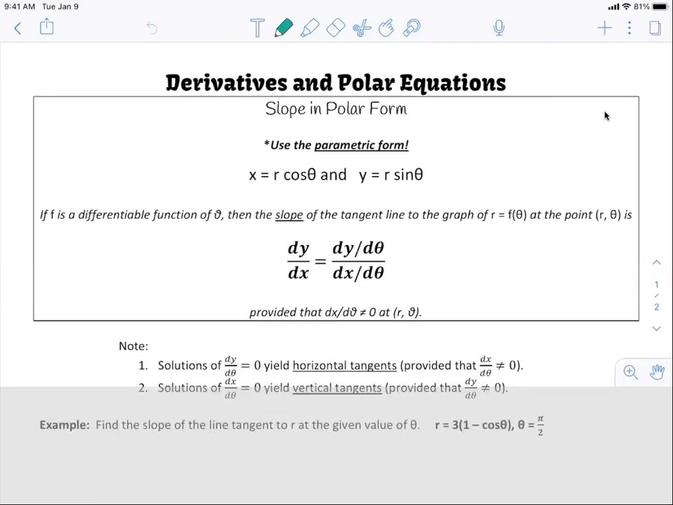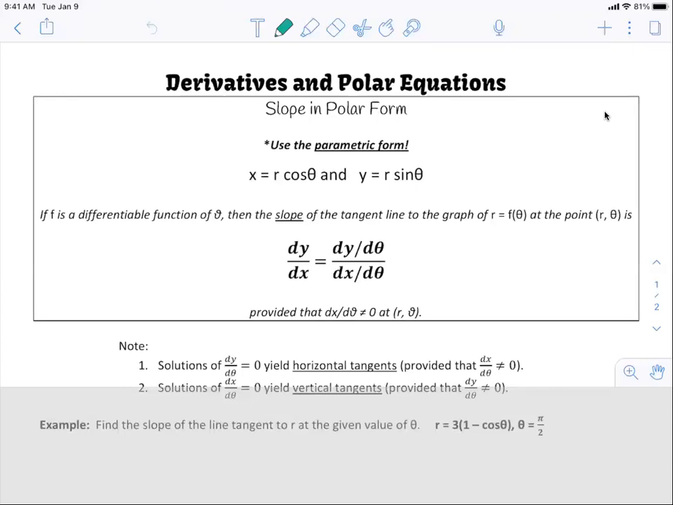So anytime we're talking about the slope, as it has been with everything else we've done, slope is going to be dy dx. So how do we find dy dx given that we have an equation in terms of r and theta? Well, the parametric form of a polar equation, we've seen this relationship before. x is equal to r cosine theta and y is equal to r sine theta. So if you have some equation, r equals f of theta, then it would be whatever your equation for r is times the cosine, and then whatever your equation for r is times the sine. That's going to give you your parametric form of x and y.